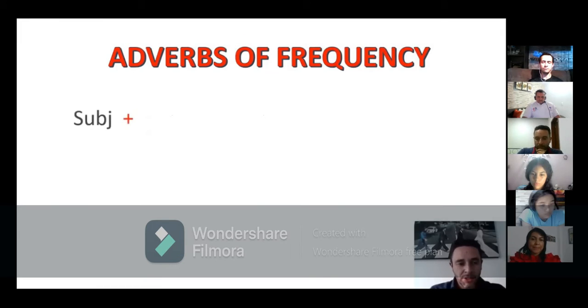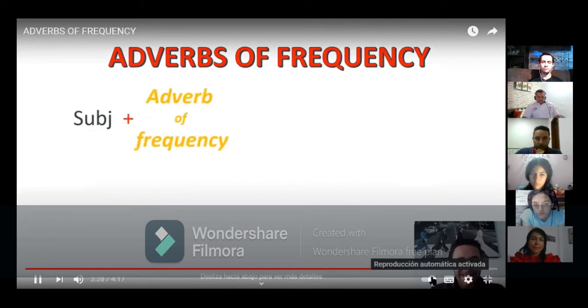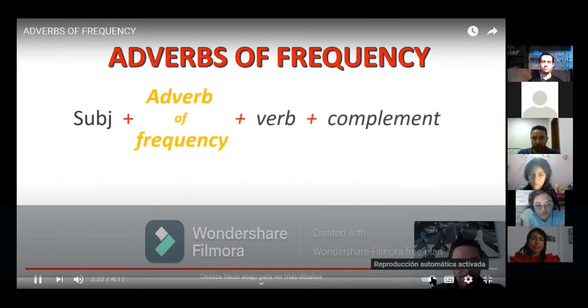Let's see the next grammatical structure: subject plus adverb of frequency plus verb plus complement. This is the grammatical structure that we have to use in order to create sentences with adverbs of frequency. Let's use the adverb of frequency "usually".